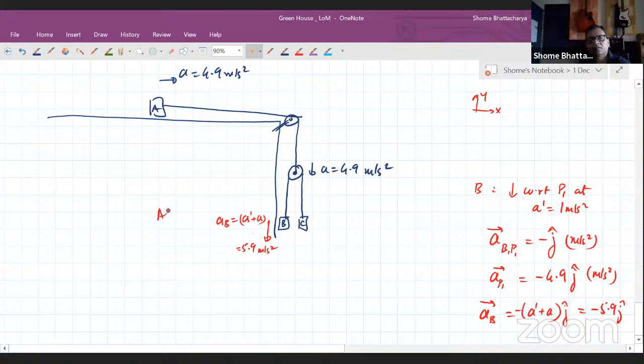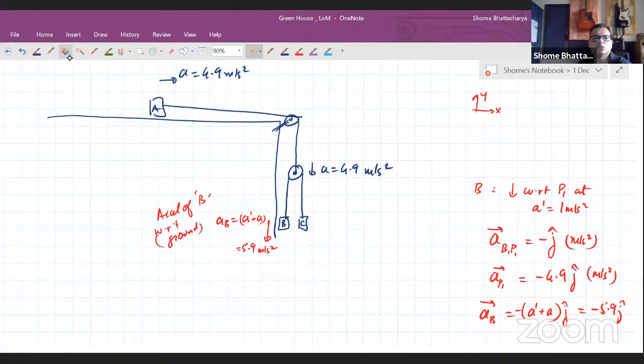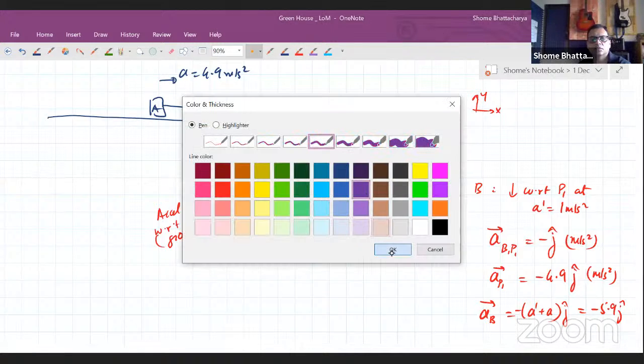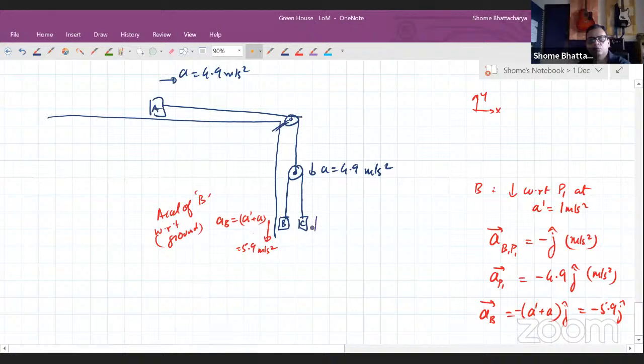So this is the acceleration of the block B with respect to ground. Similarly, for the block C with respect to ground, what will its acceleration become? Its acceleration will be downwards, but it will be A minus A prime, so it will be about 3.9 meters per second square. So similarly, what is happening to the block C?